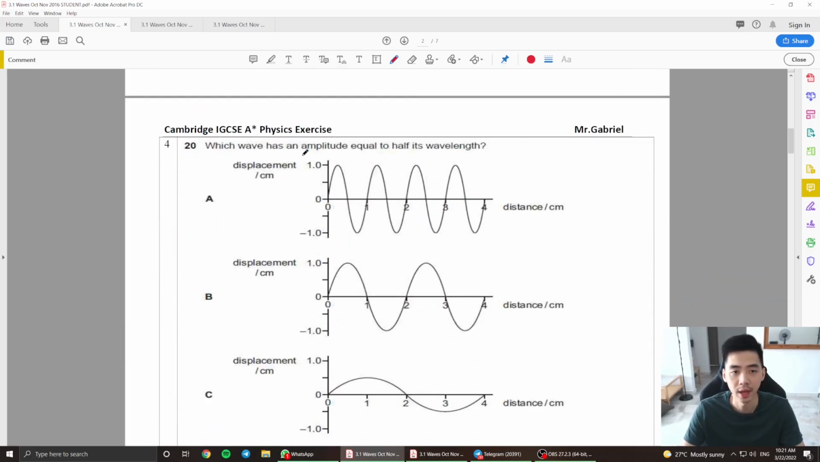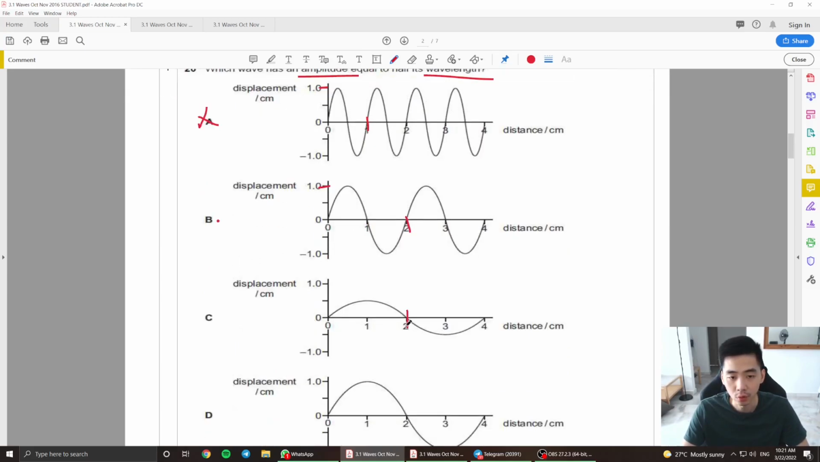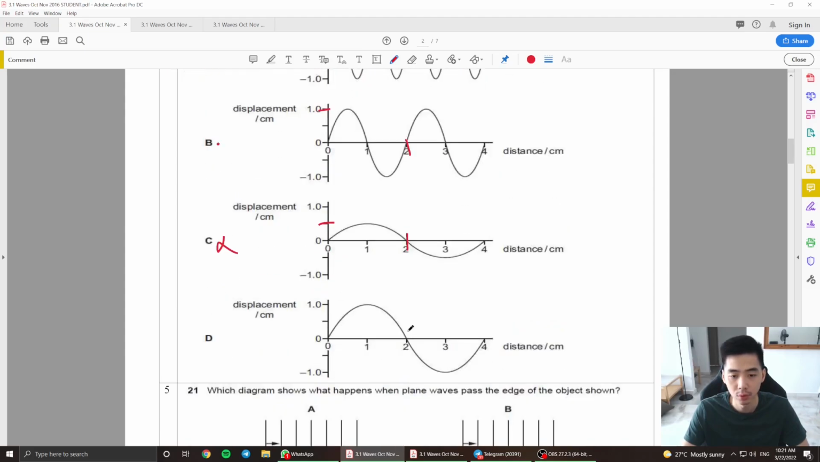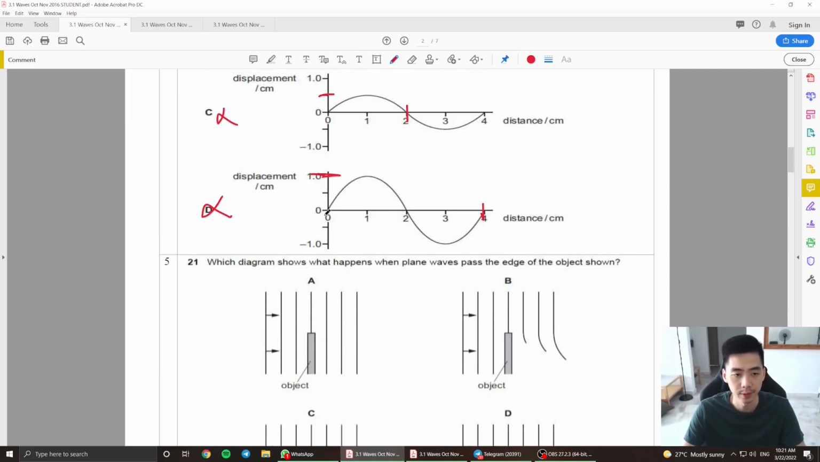Which wave has an amplitude equal to half its wavelength? Its wavelength is double the amplitude, or the amplitude is half its wavelength here. So look at this. Wavelength 1, amplitude 1, this is not possible. Wavelength 2, amplitude 1, possible, right? Wavelength 2, amplitude 0.5, not possible. Wavelength 4, amplitude 1 is not possible as well. So B is definitely the answer for this one here.